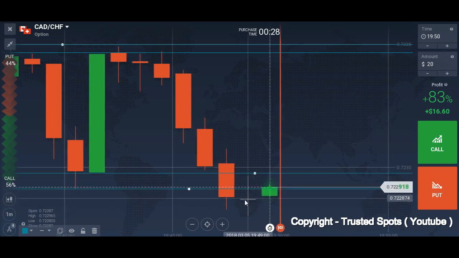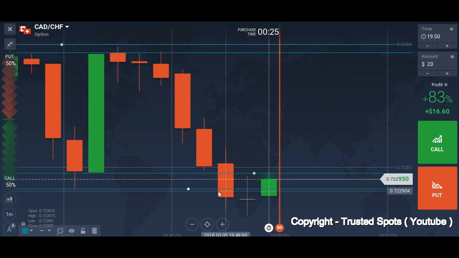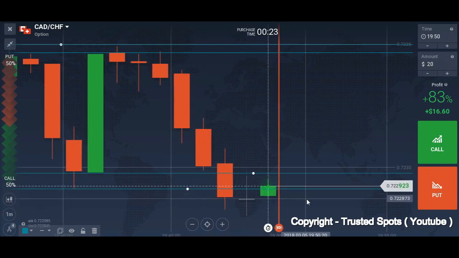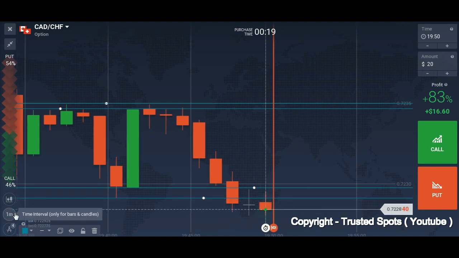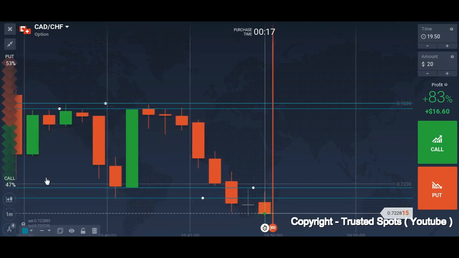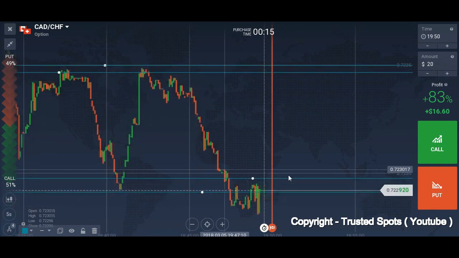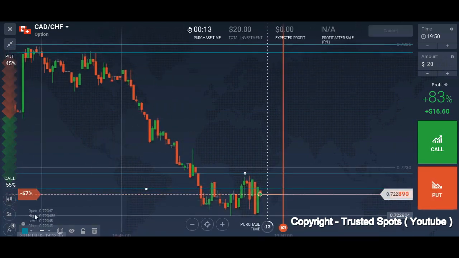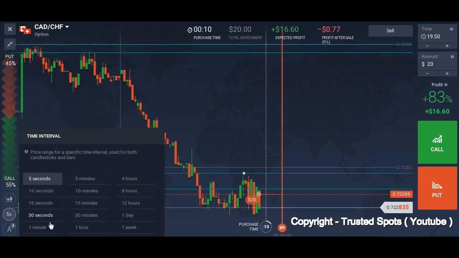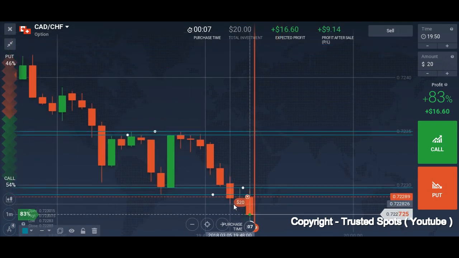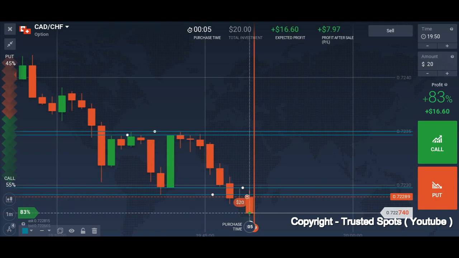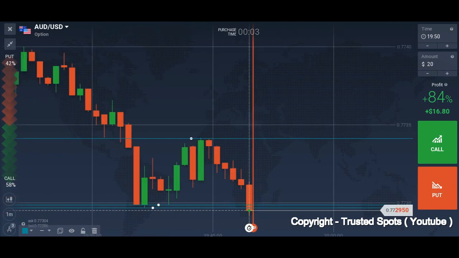This is a doji at a resistance level, where I can expect to place my trade. I think we have the 5 second confirmation. Yes, we have the 5 second confirmation. I placed my trade. Let's wait for the results. We are going to have a winning trade here. Let me take one more trade, then we will cover the next topic.